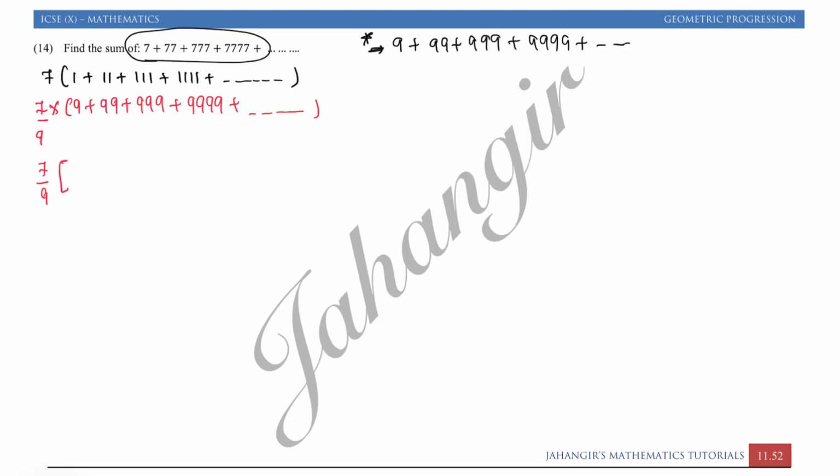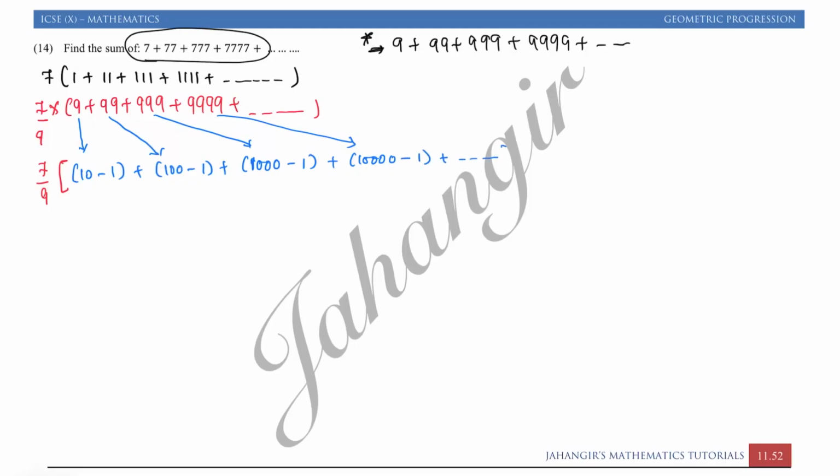Now the main part is what you have to do. 9 you can split into 10 minus 1, because 10 minus 1 is 9. 99 you can write as 100 minus 1. 999 you can write as 1000 minus 1, and 9999 you can write as 10,000 minus 1, plus dot dot dot.